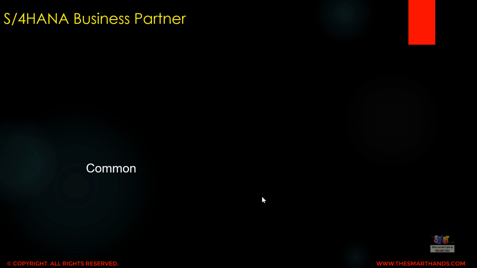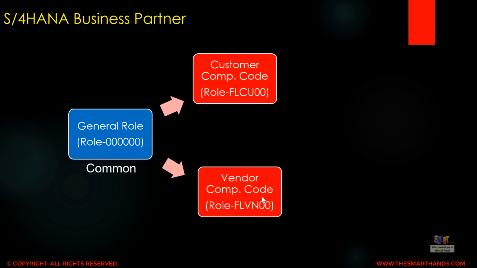Now we'll discuss the S4HANA business partner model. One concept is similar here. What they have changed is they have created a thing called the general role. So now we call it a role. The general role is common for all the other roles. What that means is, when we create a customer, first of all we need to create a general role, which is a business partner, which we call the business partner.